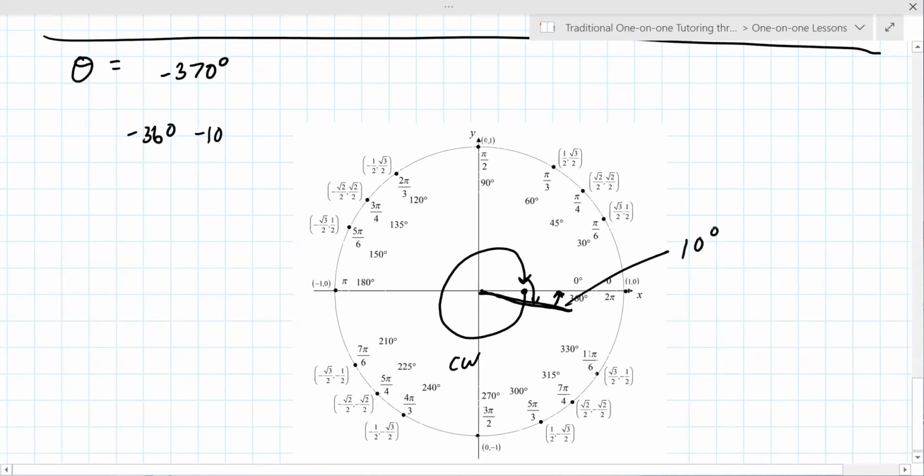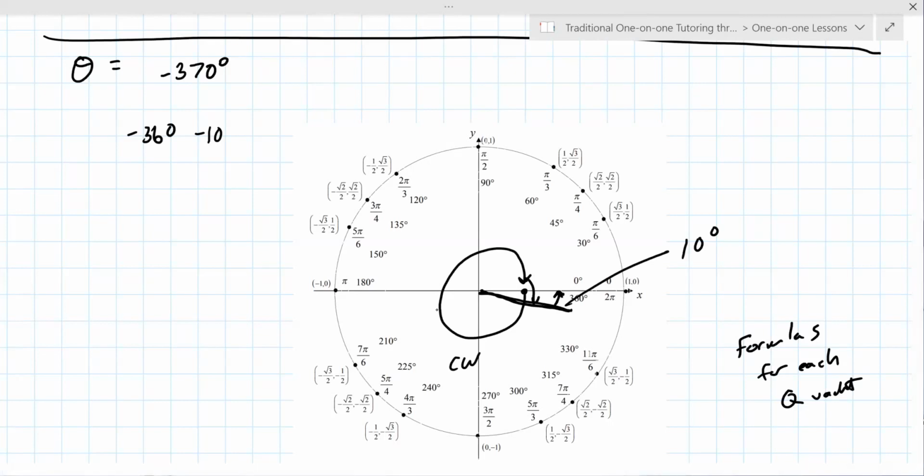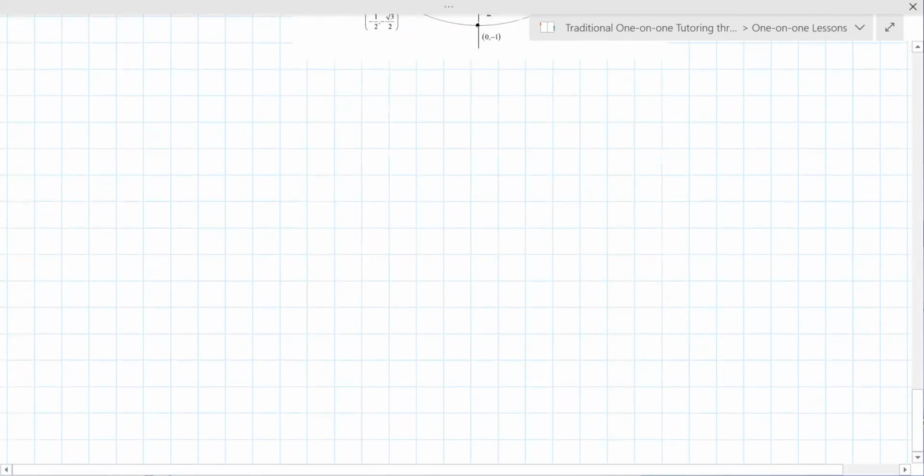Now there are formulas for each quadrant. But I find that drawing it is better than writing the formula. You also have to account for degrees and radians and whether it's positive or negative. So there's actually a lot of formulas. So it's not that trivial.